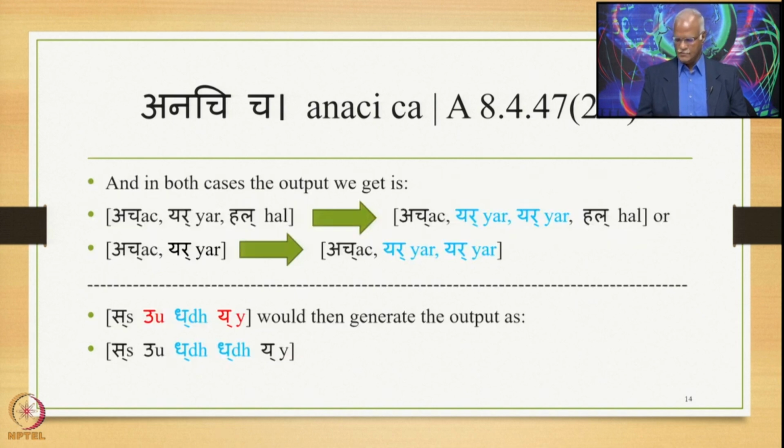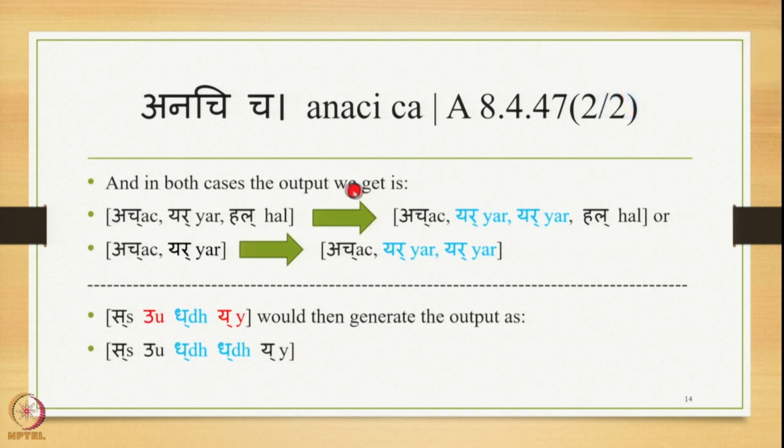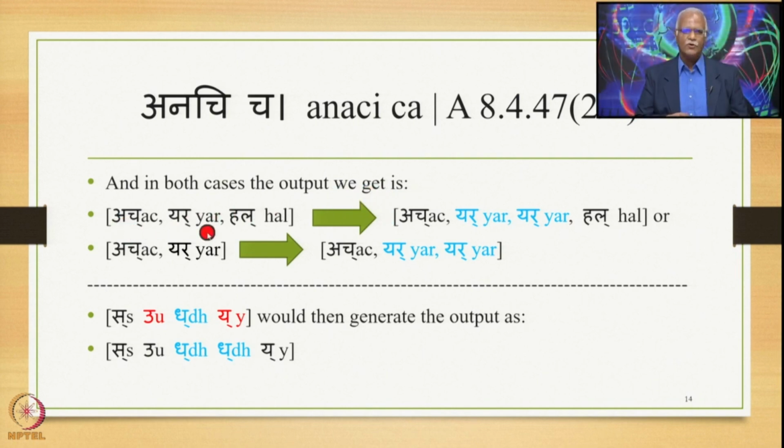Now, in both the cases, the output we get is the following. If you have ach followed by yar followed by hal as the input, the output would be ach followed by yar plus hal. This is the reduplication of yar in this environment. Or if you have ach followed by yar as the input, the output would be ach followed by yar. Once again, the reduplication of yar.